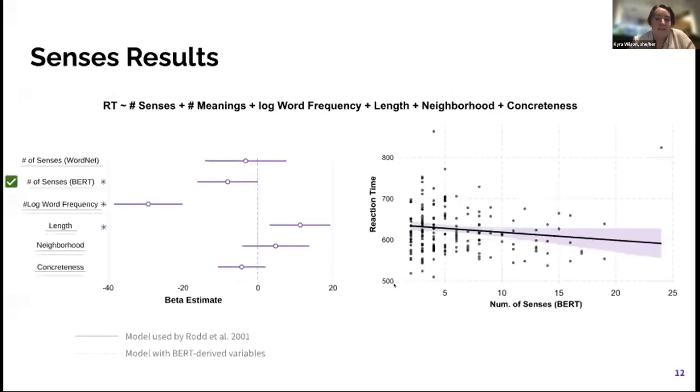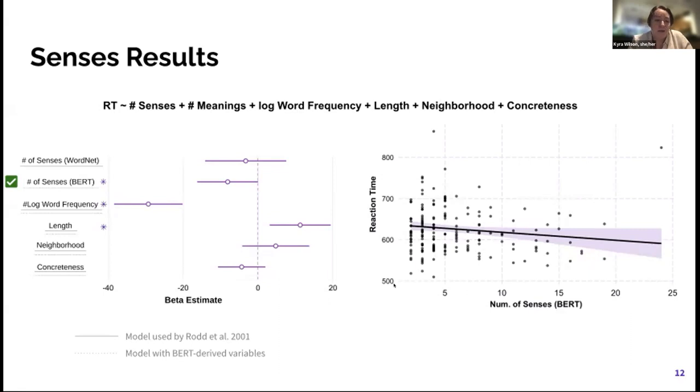So at the top here, you can see the full model that we tested for predicting reaction time. It included a variable for the number of senses and the number of meanings, as well as control variables such as log word frequency, length, neighborhood, and concreteness. In the figure on the left, you can see a subset of the coefficients for the senses as well as the control variables. The number of senses as derived from the contextual word embeddings does significantly predict the reaction time, and the effect is facilitatory, as can be seen in the figure on the right. This replicates the original finding that was reported by Rodd.